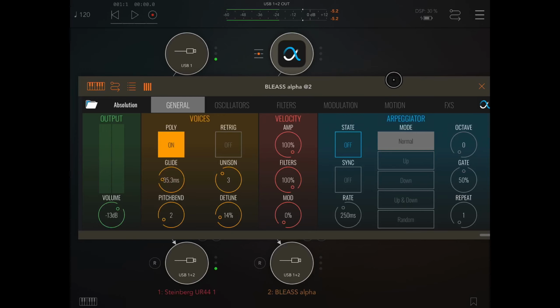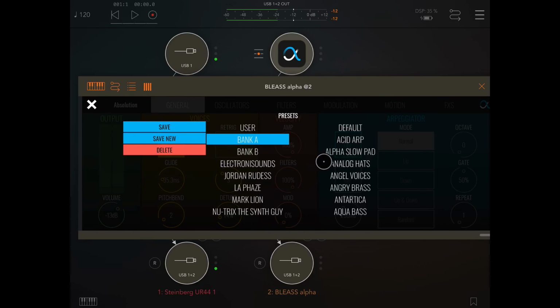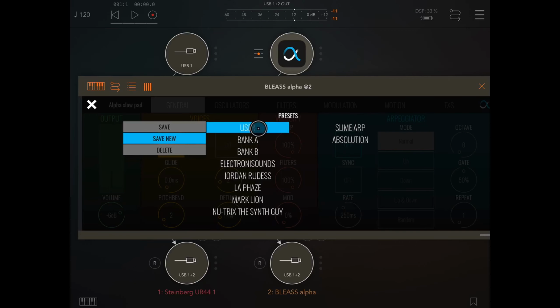This one is just going to be one patch. It's called Absolution. I made this patch a bit earlier today out of another patch from Bank A called Alpha Slow Pad. So this is that pad. Okay, so it's very nice. I made a few adjustments to this one and called it Absolution.